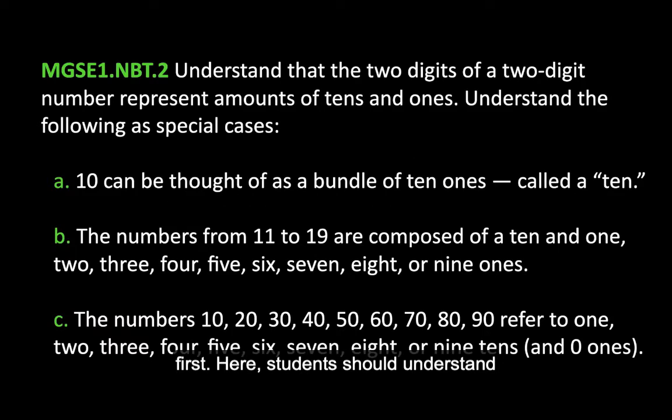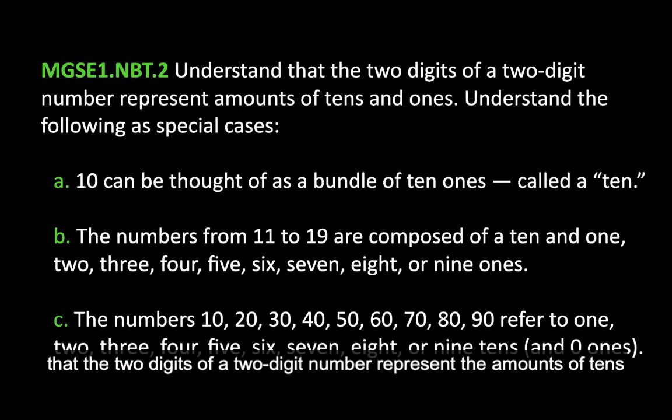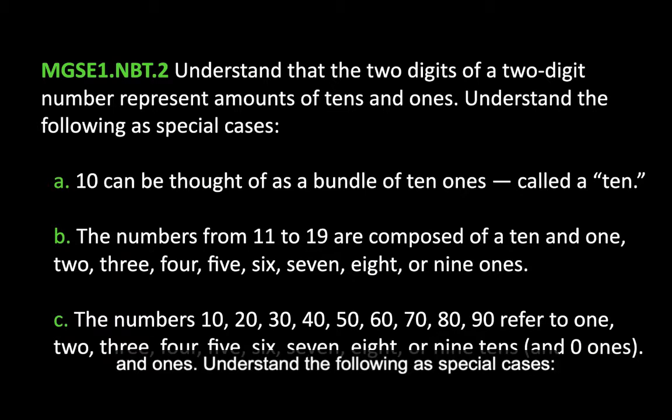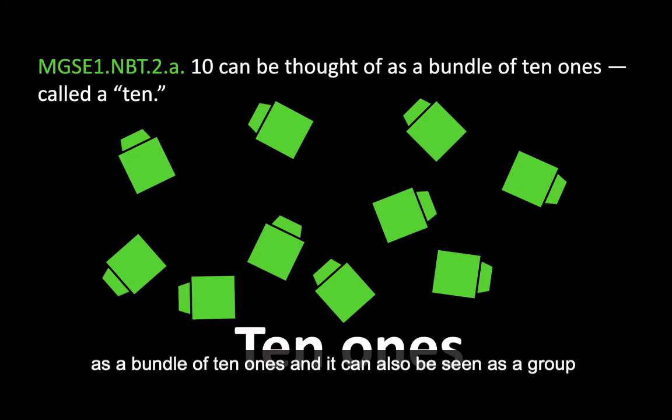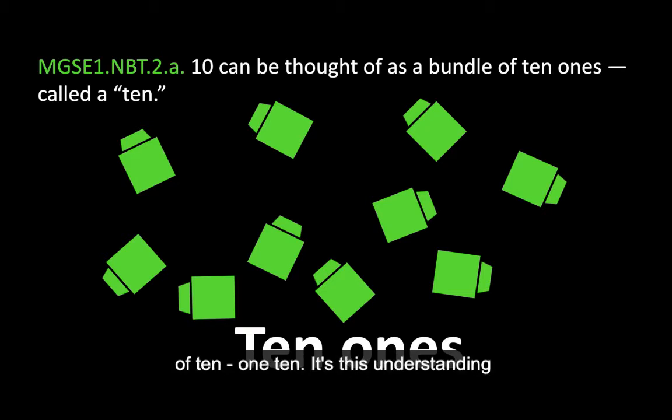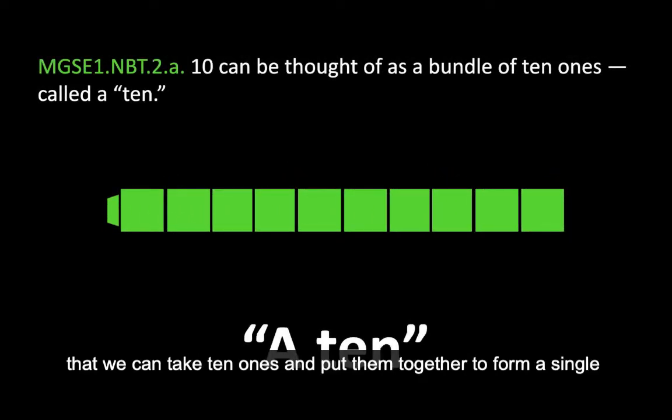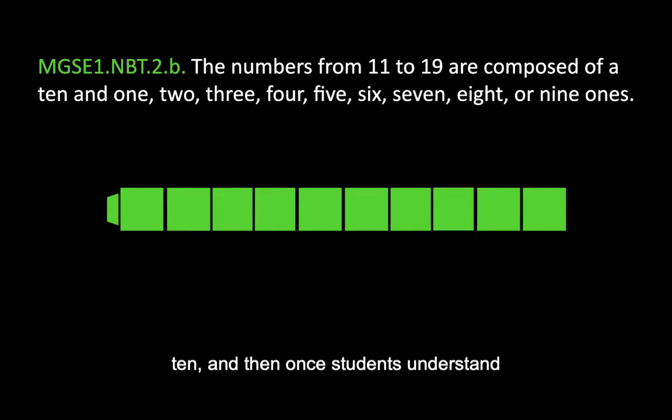Here, students should understand that the two digits of a two-digit number represent the amount of tens and ones. Understand that the following are special cases. Let's dive in closer to these three separate standards. NBT 2A. 10 can be thought of as a bundle of 10 ones, and it can also be seen as a group of 10, 1 ten. It's this understanding that we can take 10 ones and put them together to form a single 10.